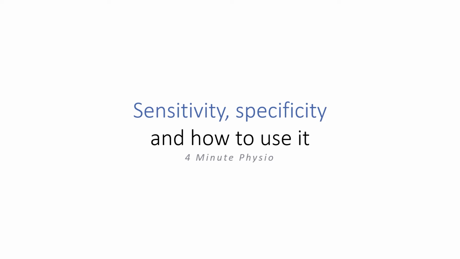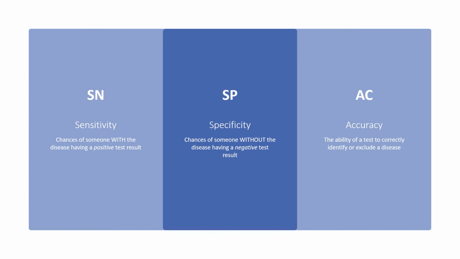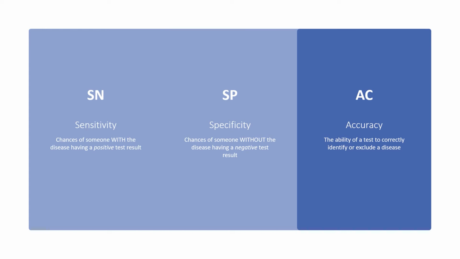In this episode, we are going to discuss sensitivity and specificity. So let's dive straight into the terminology. Sensitivity tells us how likely it is that someone with the given disease will also test positive on a test. Specificity tells us the exact opposite, how likely it is that someone without the disease will test negative on a test. Both are directly related to accuracy, which is the ability of a test to correctly identify or rule out a disease. A physical therapy test is considered to have good sensitivity or specificity when it reaches around 80%.